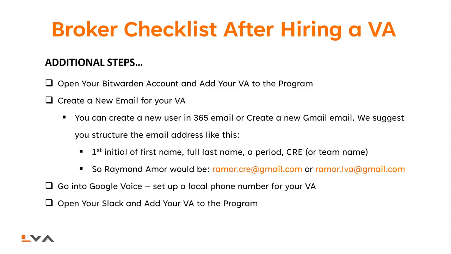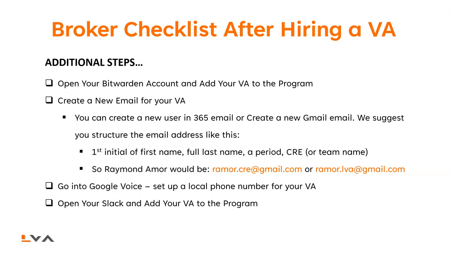Additional steps. Open up your Bitwarden account and add your VA to that program. You're going to create a new email for the VA. If you are using Office 365 or Microsoft 365, you can create a new user. If you decide you want to create a new email from Gmail, we suggest that you structure it like this: the first initial of their first name, their full last name, a period, and then the commercial real estate CRE acronym, or maybe some sort of team name acronym. So if you are hiring Raymond Amore, his email would be ramore.cre@gmail or ramore at whatever your team acronym is.